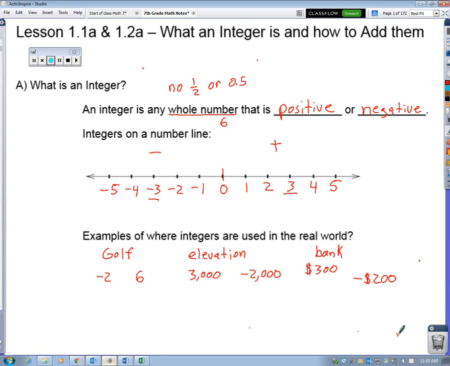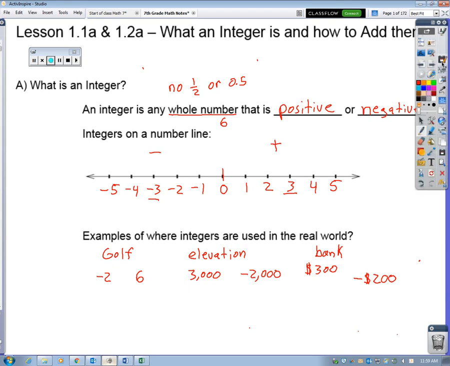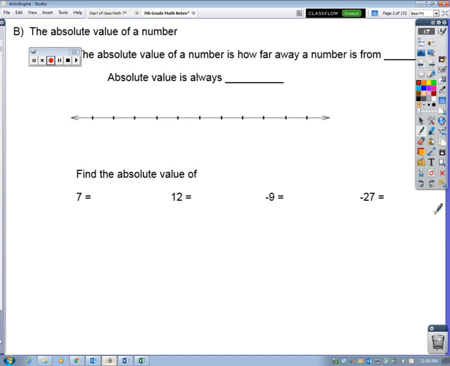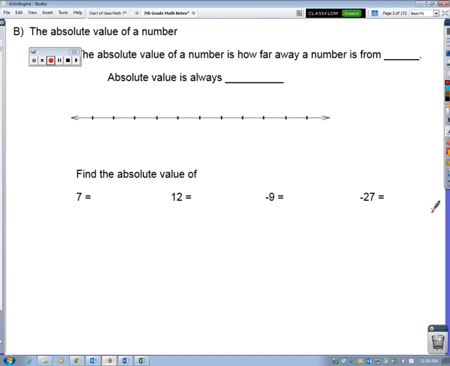Alright, let's take a look at how to add integers. Well, let me back up for a second. We're going to take a look at the absolute value first. So save that. We're not going to add yet. We're going to look at the absolute value first. The absolute value of a number is how far away a number is from 0. Basically how many spaces it is away from 0. And here's the thing, the absolute value is always going to be positive. Absolute values are always positive.